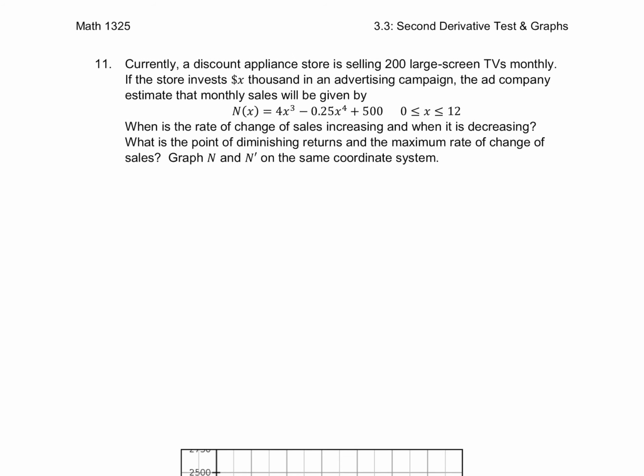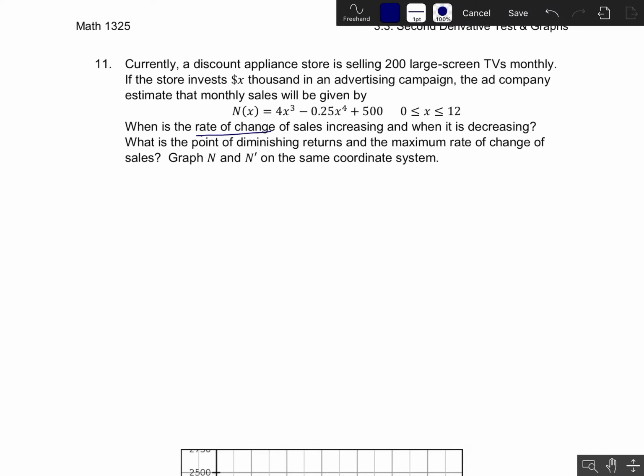So lastly, let's look at this example. I think this example will illustrate what this point of diminishing returns actually means. So let's look at 11. This discount appliance store is selling 200 large screen TVs monthly. If the store invests X thousand dollars into an advertising campaign, the ad company estimates that the monthly sales will be given by this function, where X is between 0 and 12. When is the rate of change of sales increasing and when is it decreasing?